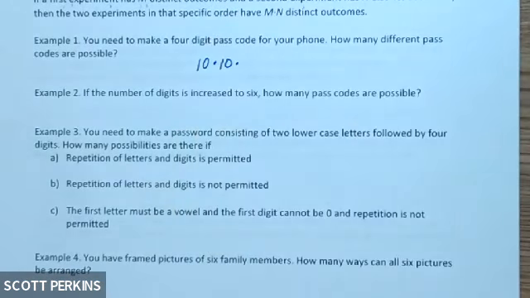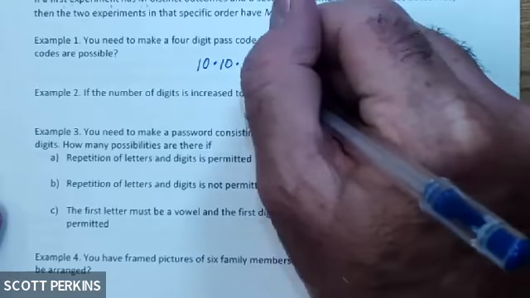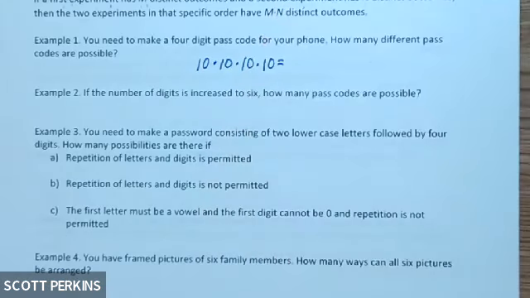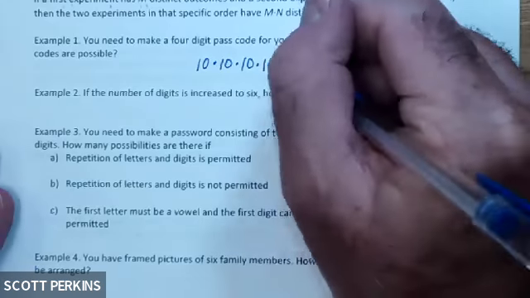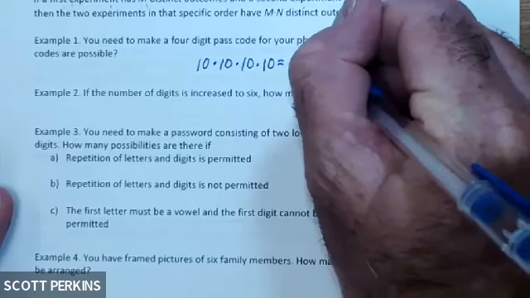How many choices are there for the third digit? 10. Yes, you're doing great. And then finally, how many choices are there for the last digit? Yeah, 10 each time. So 10 times 10 times 10 times 10. I pop that into my calculator, and that gives me that there are 10,000 options.